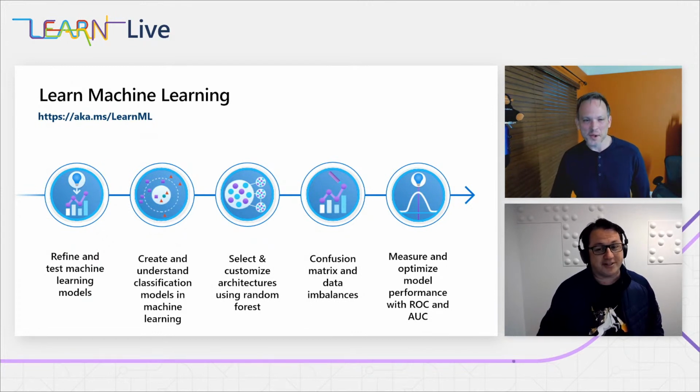And then we'll finish off our series with optimizing model performance. So there's only 2 after this session to go.